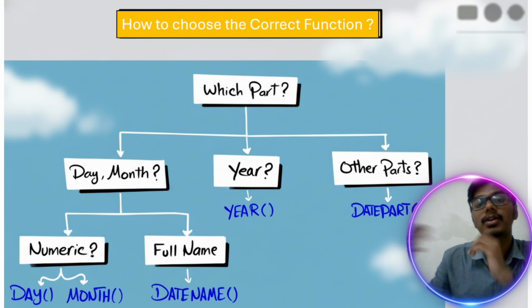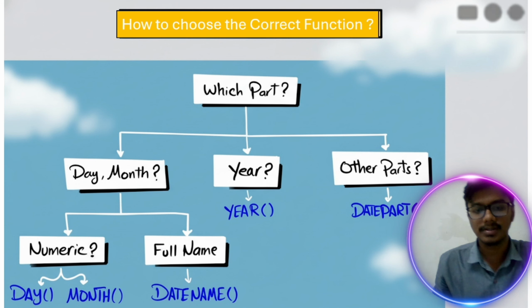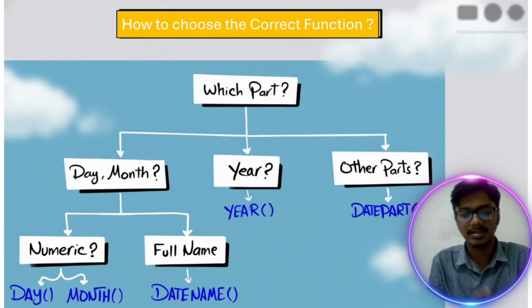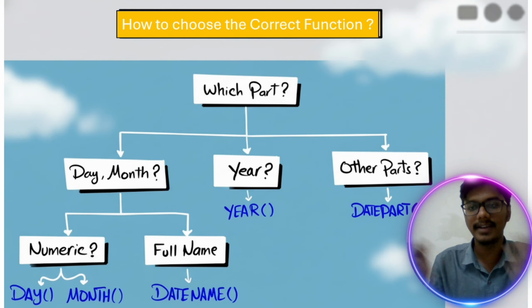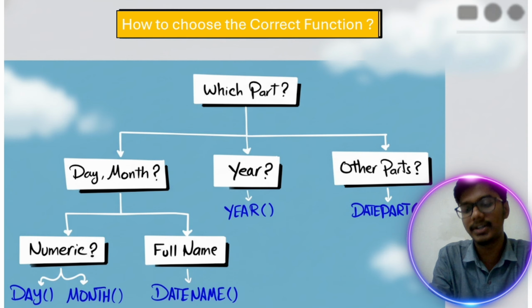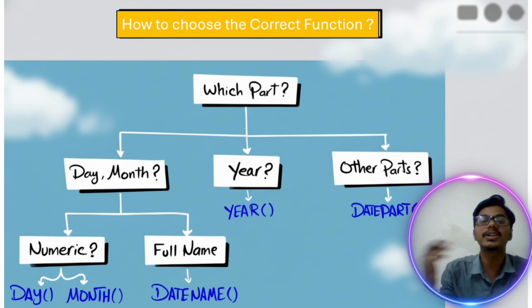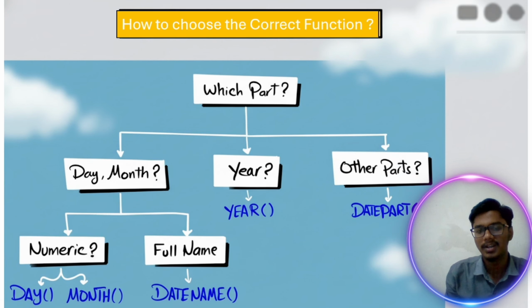And now we are going to see how to choose the correct functions, and when to use which function. So that's why in this visual we are going to see about it. Now let's dive into it. In this session we are going to see how to choose the correct function. The answer comes with many more questions.